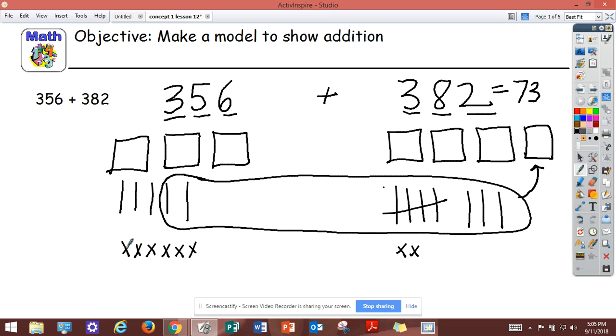And finally, I'm going to count my ones. 1, 2, 3, 4, 5, 6, 7, 8. 738. The last step is to check by stacking, which you've heard me say with every strategy.